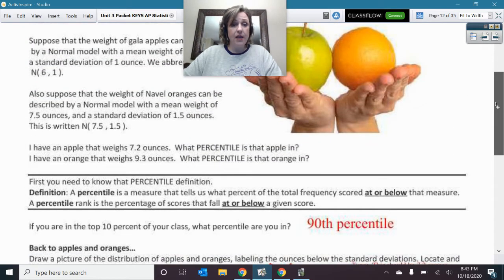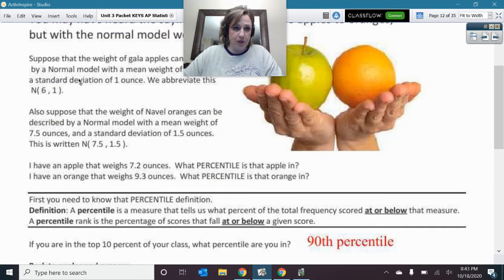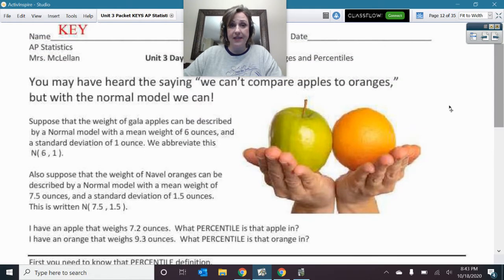All right, so the first question posed here, and this is the information from the end of yesterday's assignment, that we have the gala apples, and they are represented by the normal model with a mean of 6 and a standard deviation of 1. Okay, so that's what this here is notating. And then we've got the navel oranges that are normally distributed with a mean of 7.5 and a standard deviation of 1.5.